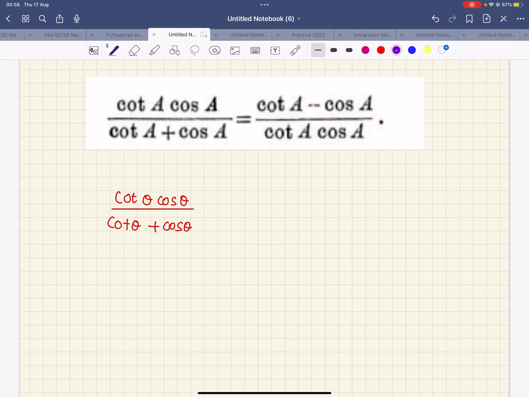So basically, what I can do is I can make up the denominator by just multiplying the numerator and denominator on the left-hand side by cot theta minus cos theta in the numerator and denominator. So it's basically rationalizing technique.